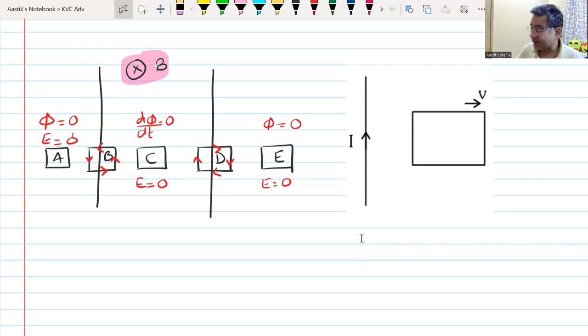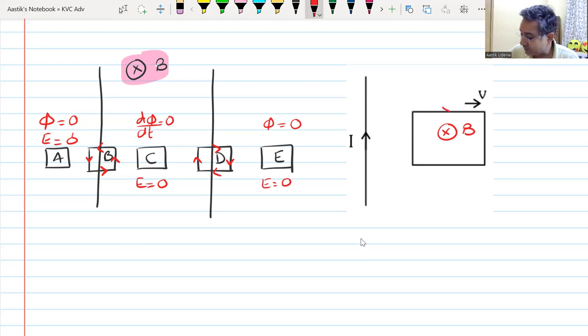Why it is clockwise direction? This current is creating magnetic field in the inward direction. Yes or no? Yes, sir. The coil is moving away. Therefore, the flux is decreasing. Do we understand this? Yes, sir.